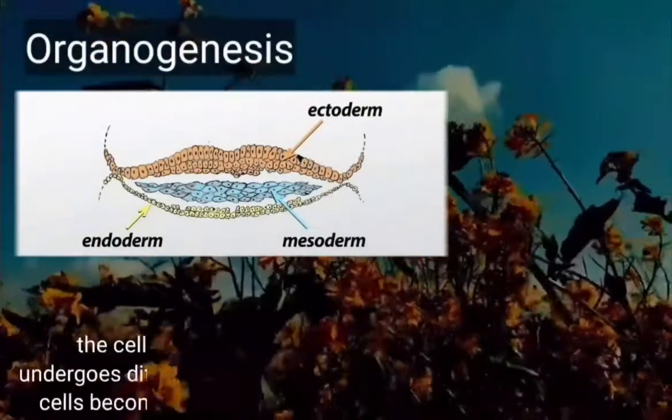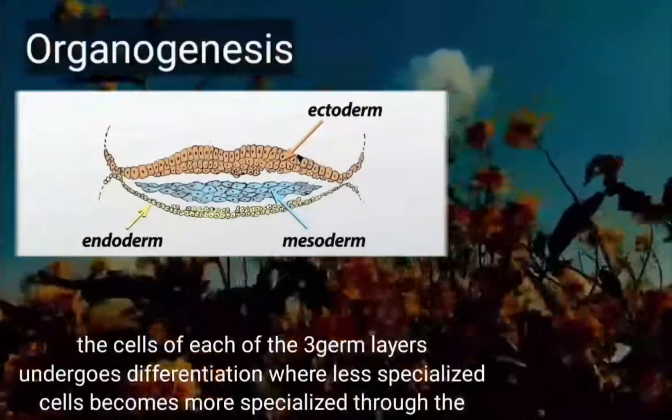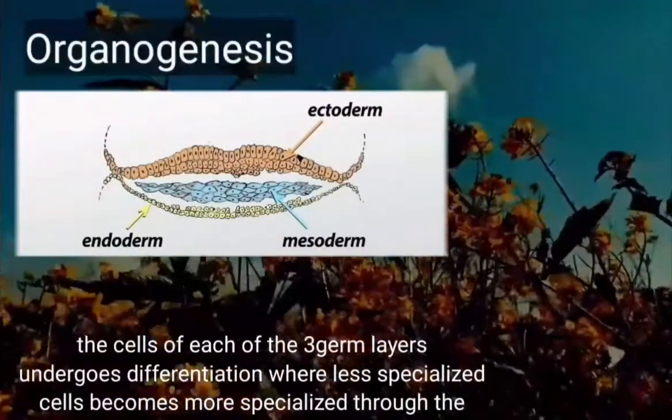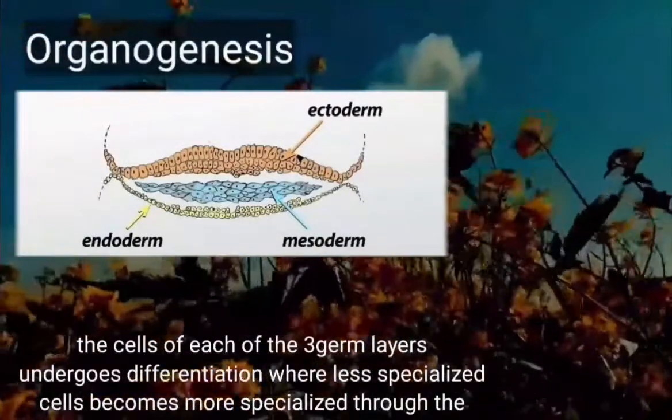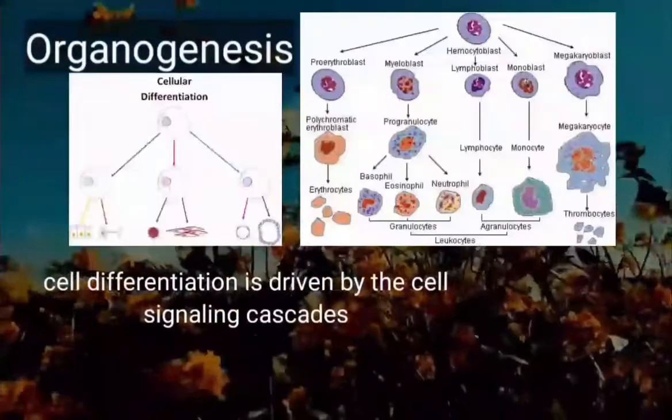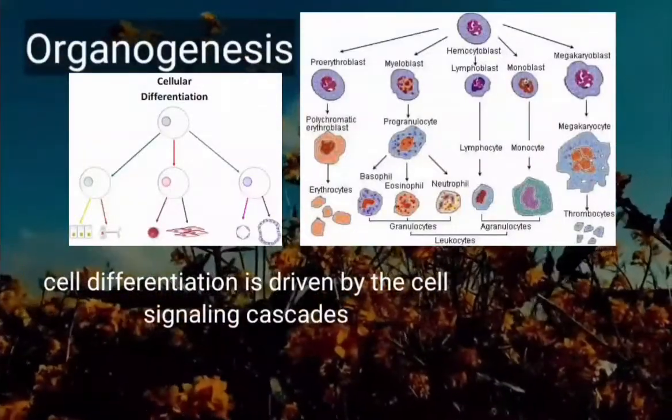The cells of each of the three germ layers undergo differentiation, where less specialized cells become more specialized through the expression of a specific set of genes. And cell differentiation is driven by cell signaling cascades.